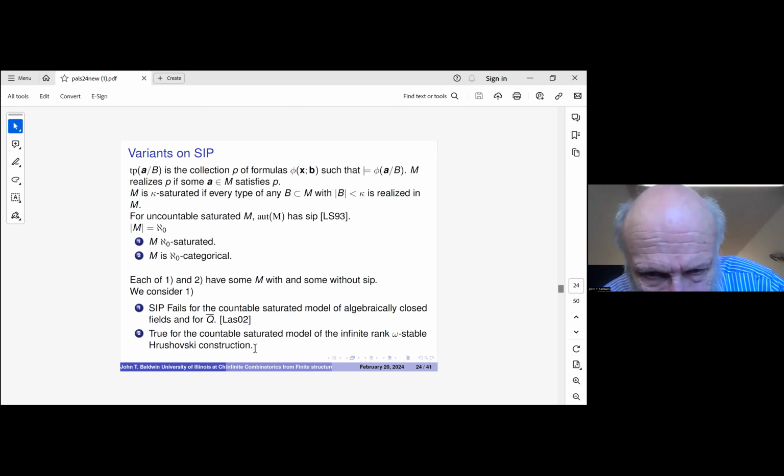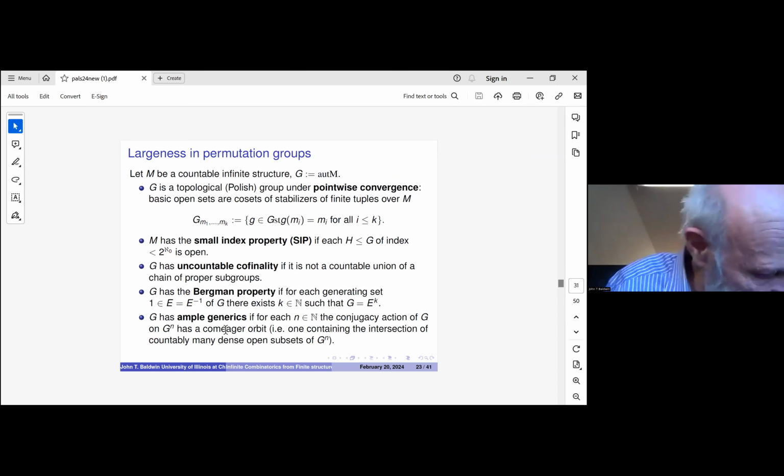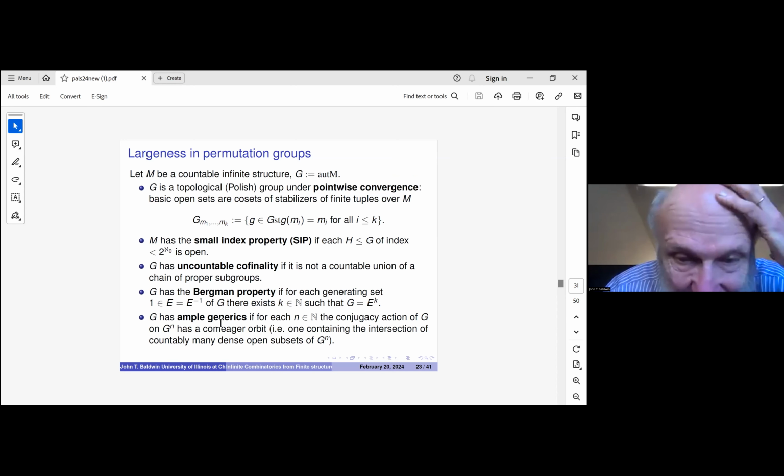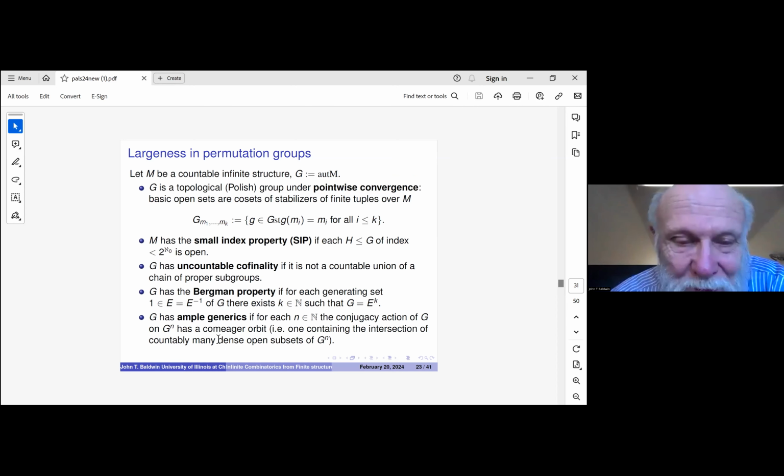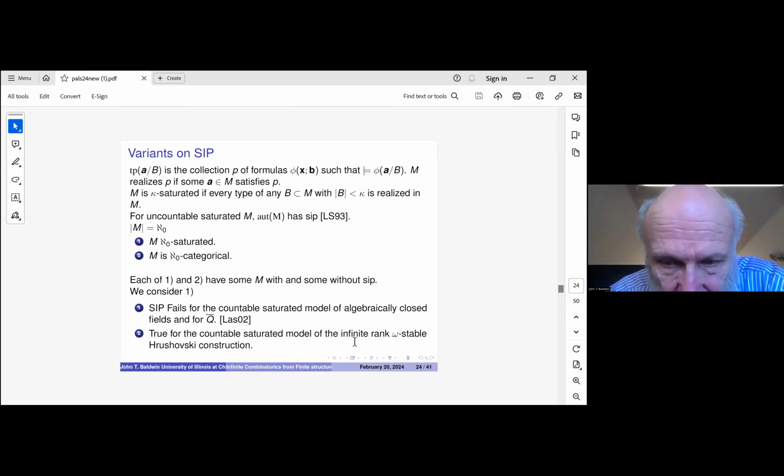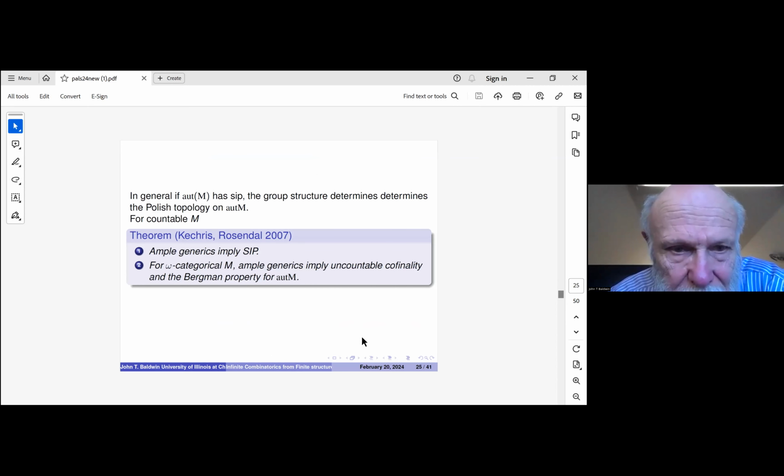On the other hand, what Zaniar Gardanezad, speak up, Zaniar, if you arrived, and I'm really killing your name, has basically proved this result for the infinite rank omega stable Hrushovski construction. I'm going to describe what that means in the next slide, or a couple of slides down.